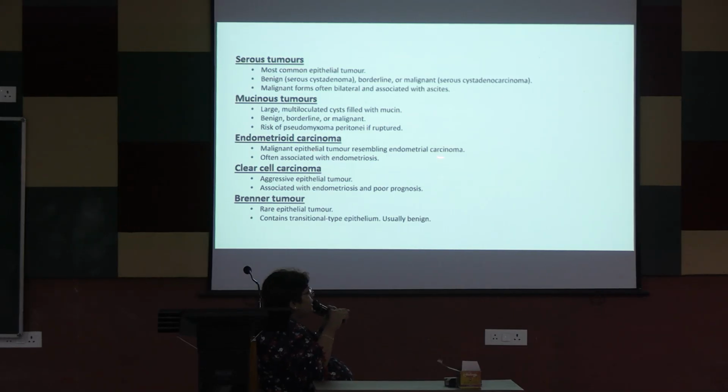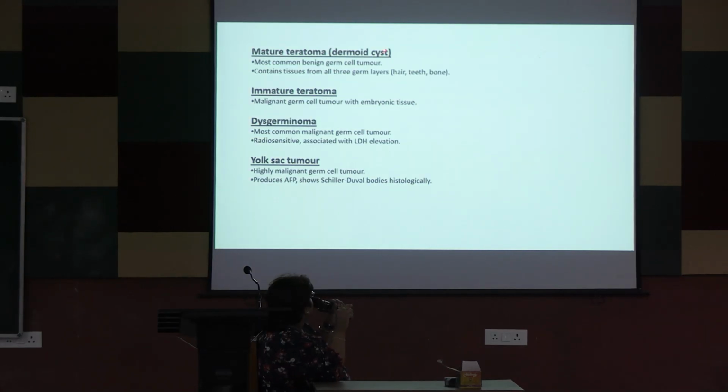Endometrioid carcinoma is a malignant epithelial tumor. It resembles the endometrial carcinoma. It looks the same as the endometrial carcinoma of the uterus, and it is often associated with endometriosis. Clear cell carcinoma is an aggressive kind of epithelial tumor. It is also associated with endometriosis, and it has a poor prognosis. Brenner tumors are rare and they contain transitional type of epithelium, usually benign, maybe borderline or malignant. Mature teratoma or the dermoid cyst is the most common benign germ cell tumor. It contains tissues from all three germ layers. It can contain hair, teeth, bone, intestinal mucosa, everything.